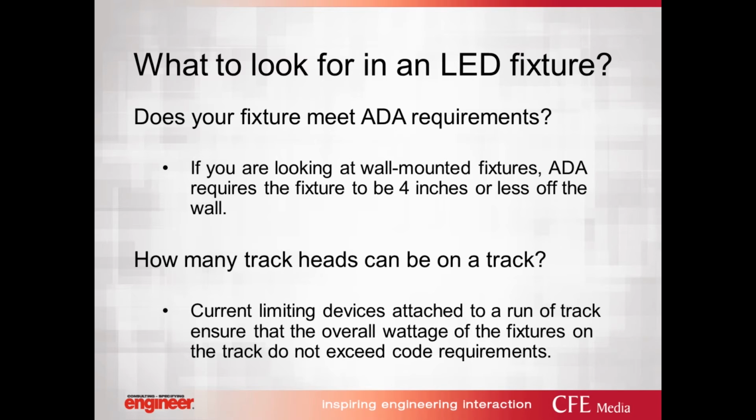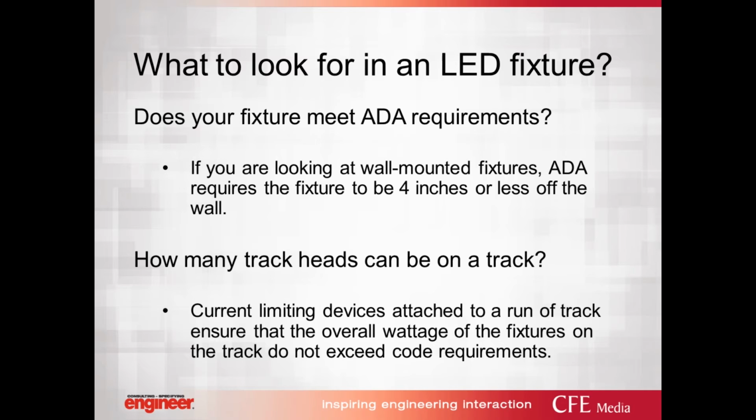And a few other things to look for. Does your fixture meet ADA requirements? If you're looking at wall-mounted fixtures and you have to meet ADA requirements, the fixture needs to be 4 inches or less off the wall. Most manufacturers are obviously aware of this guideline, but it's just something to keep in mind. There are some fixtures that are farther off the wall that may be decorative or used more in a residential application, but for commercial, you need to be 4 inches or less.